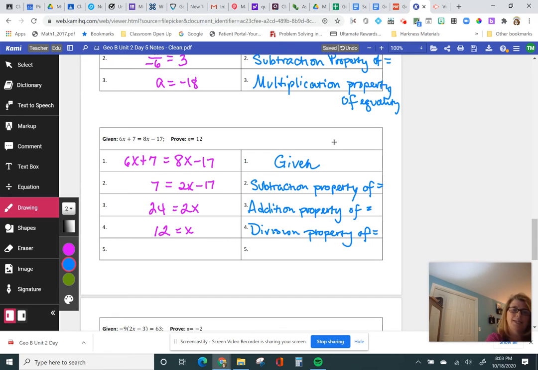But I notice it doesn't say x equals, so we are going to use that, what's that property again? The symmetric property. It says that I can just flip it around, okay? So we wanted to prove x equals 12, so it needs to be in x equals 12 order. So this is the symmetric property.